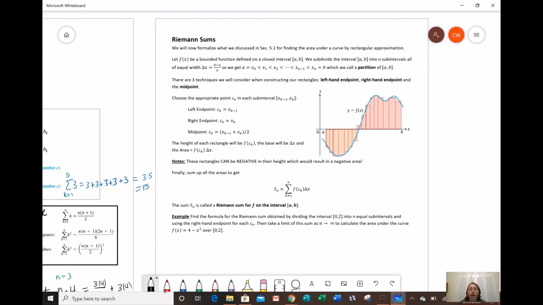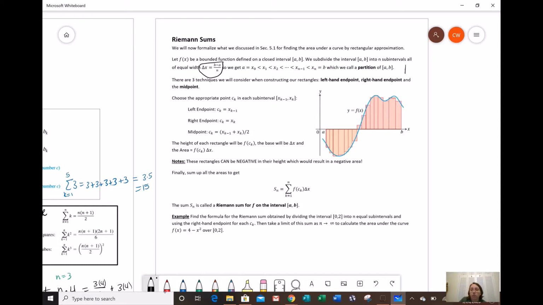We subdivide, so we remember how we took our interval and we broke it up into 4 rectangles? Well, now we're going to subdivide it into n rectangles. So the formula is still the same. For the width of each rectangle, you just take b minus a and divide by n, being the number of rectangles, b minus a being the length of your interval. Now, once you have this, you start at a and you add delta x, add delta x, add delta x to get all of your endpoints, just like we did before.